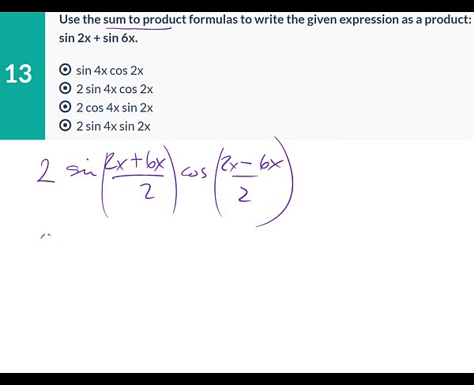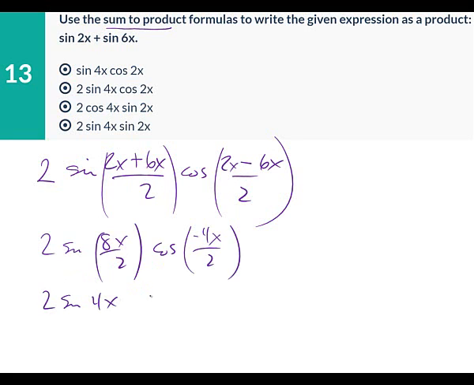All right, what's 6 plus 2? 8x over 2. And then cosine. Oh, it's 2x minus 6x. Negative 4x. And then 8x over 2 is going to be what? 4x. And cosine of what? Negative 2x. Again, we have that property again. So with the cosine, do I bring the negative out front, or does it disappear? Disappears. So 2 sine 4x cosine 2x. So it looks like this one here.